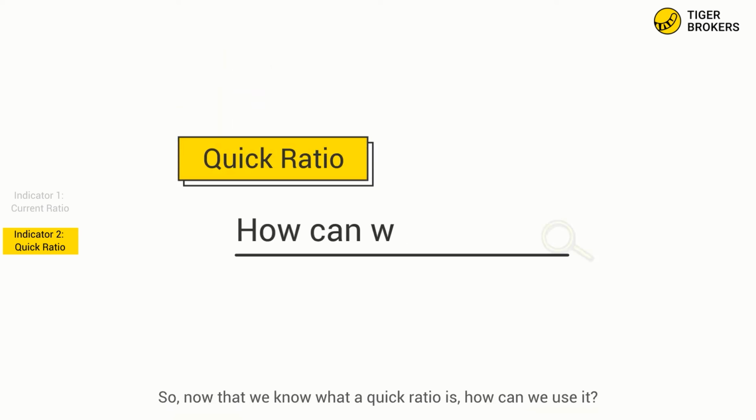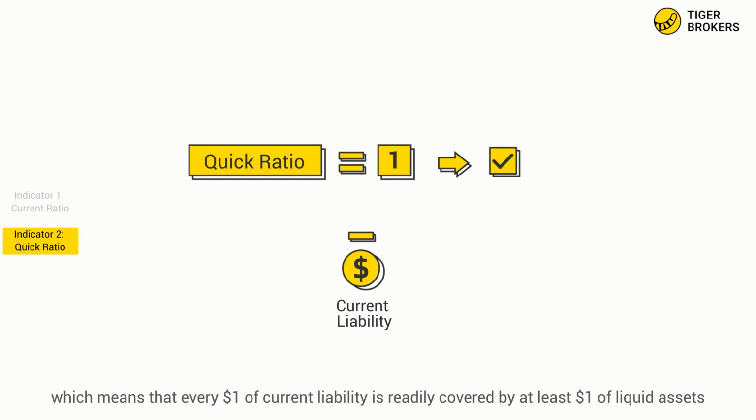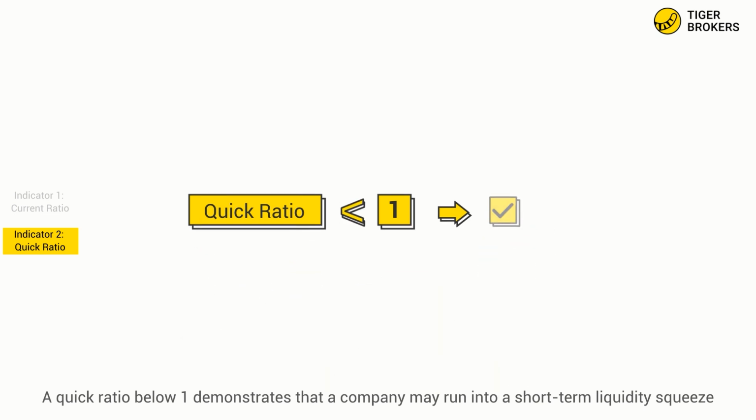So, now that we know what a quick ratio is, how can we use it? Normally, a quick ratio of 1 or above is optimal, which means that every $1 of current liability is readily covered by at least $1 of liquid assets. A quick ratio below 1 demonstrates that a company may run into a short-term liquidity squeeze.